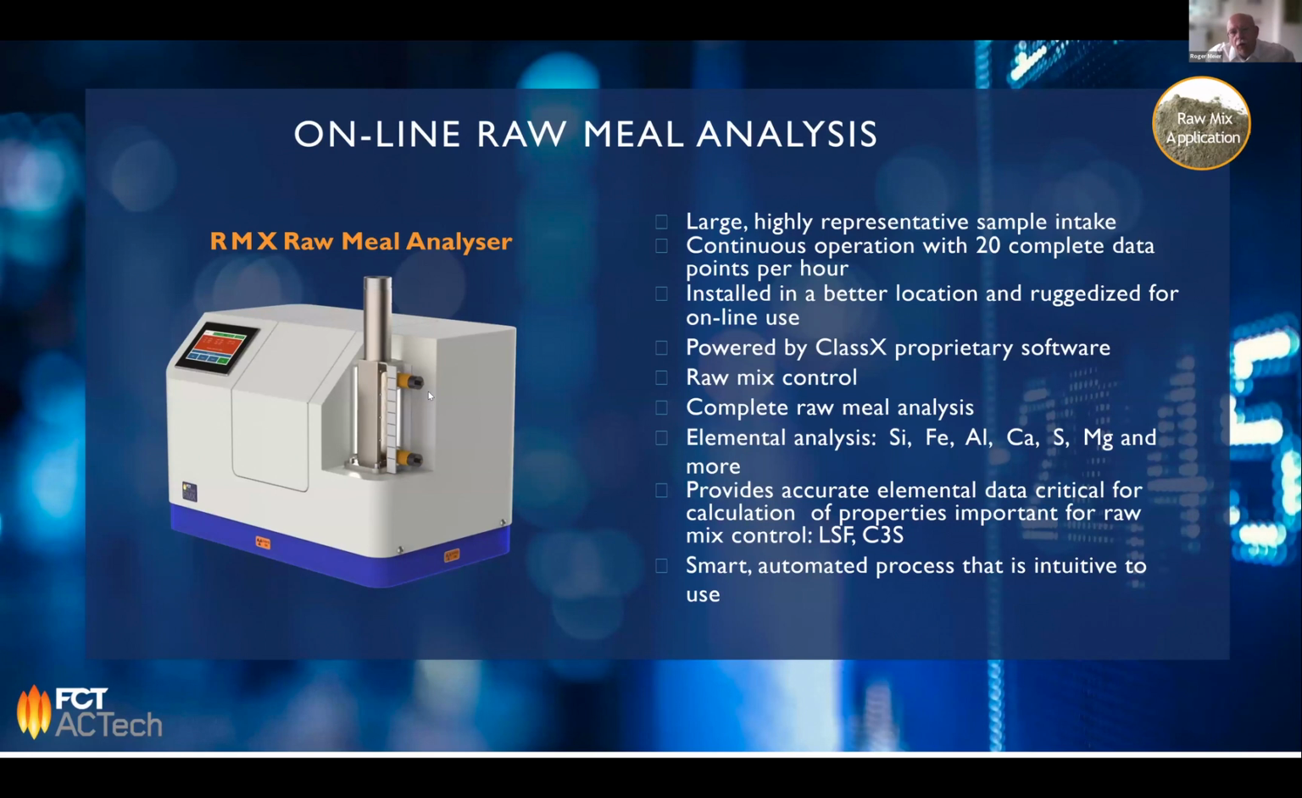Now, in this talk, I would like to focus on the first application, the raw meal analysis, which we do with our RMX analyzer. As mentioned, it's an XRF analyzer using a silver tube, where we usually measure the normal 8 elements like silicon, iron, aluminium, calcium, sulfur, magnesium, and so on. But of course, sodium, chlorine, and other elements are possible on demand, because we can cover the complete range of the elements which are accessible for the X-rays.